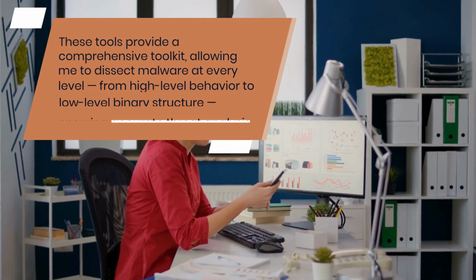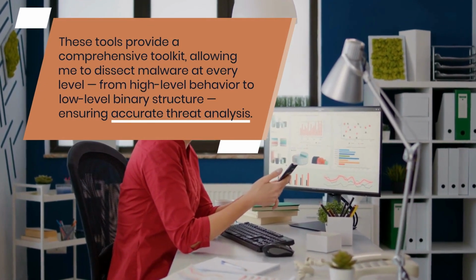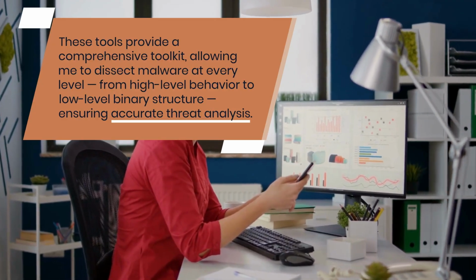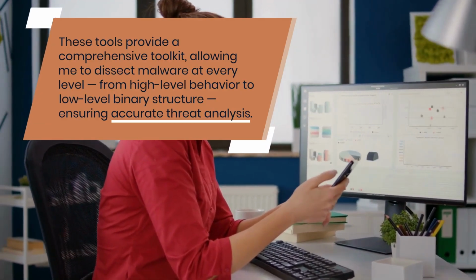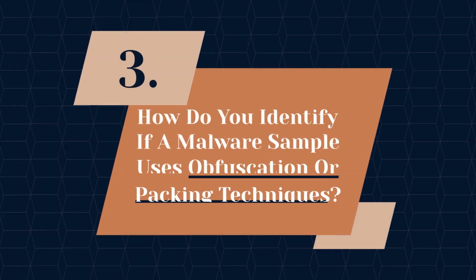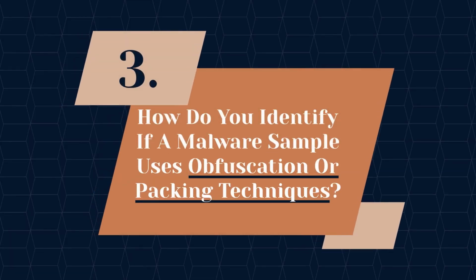These tools provide a comprehensive toolkit, allowing me to dissect malware at every level, from high-level behavior to low-level binary structure, ensuring accurate threat analysis. 3. How do you identify if a malware sample uses obfuscation or packing techniques?